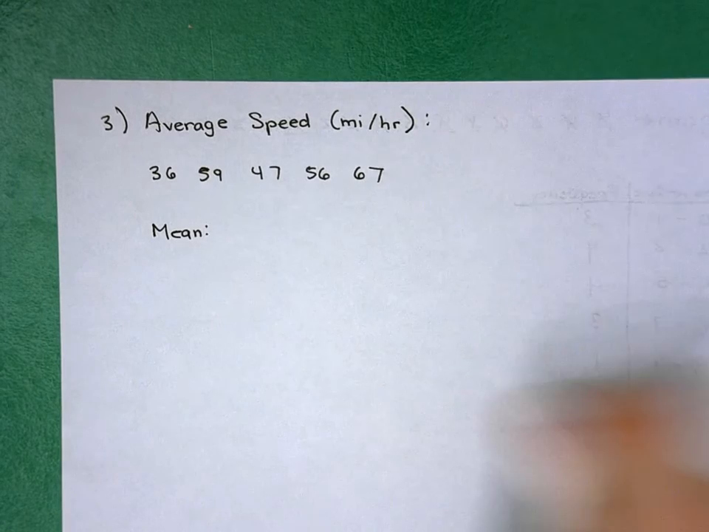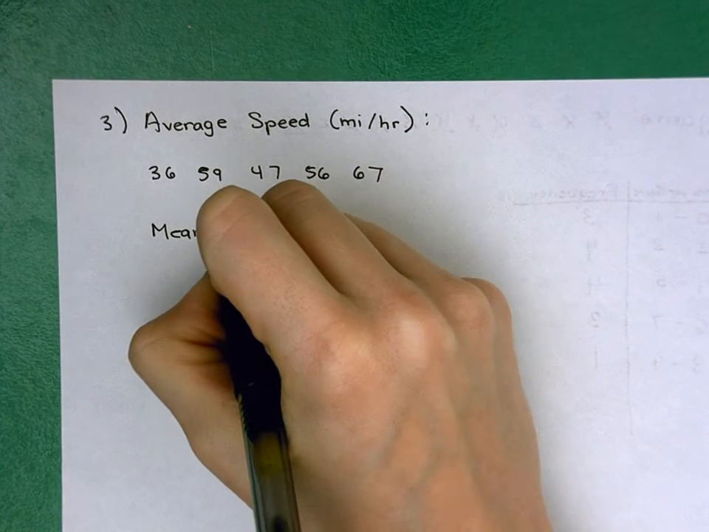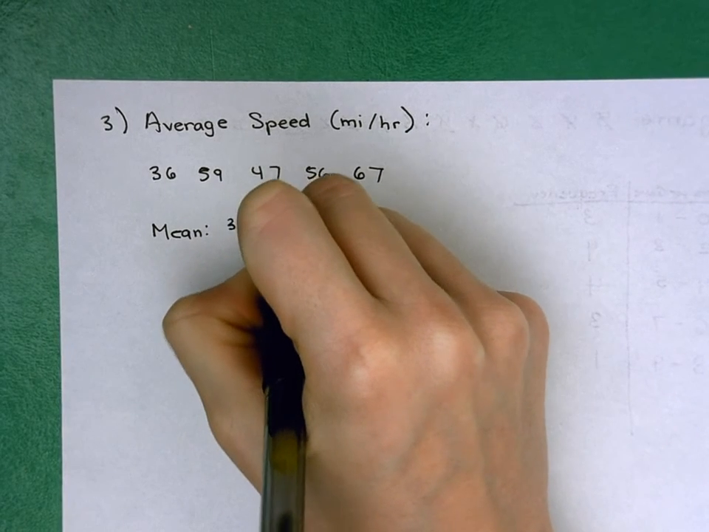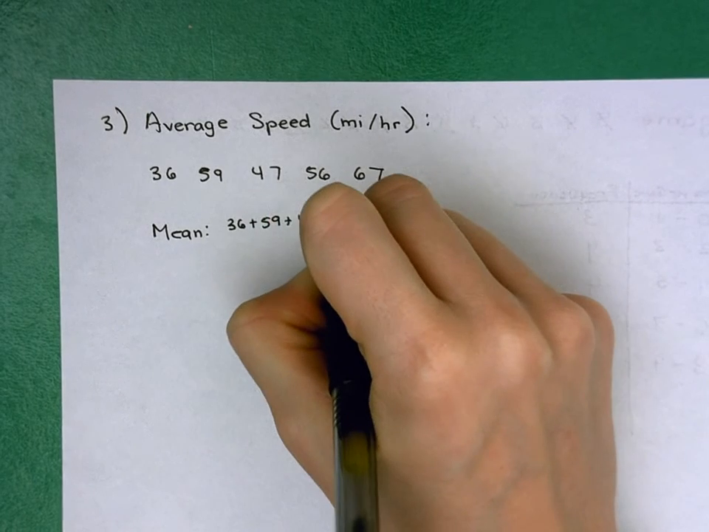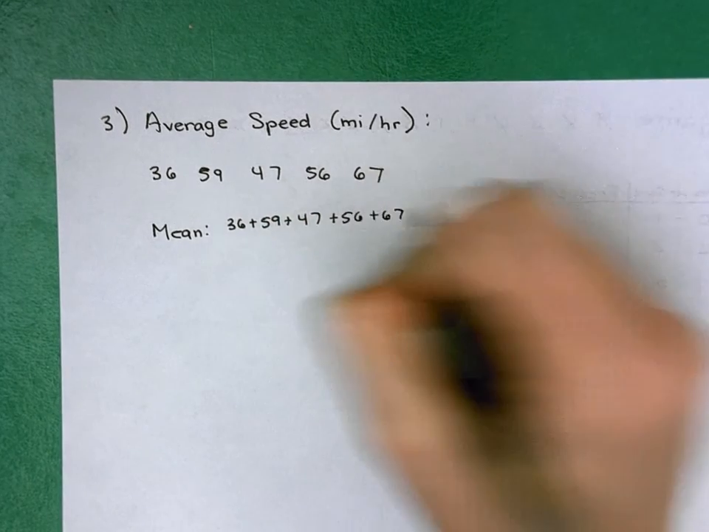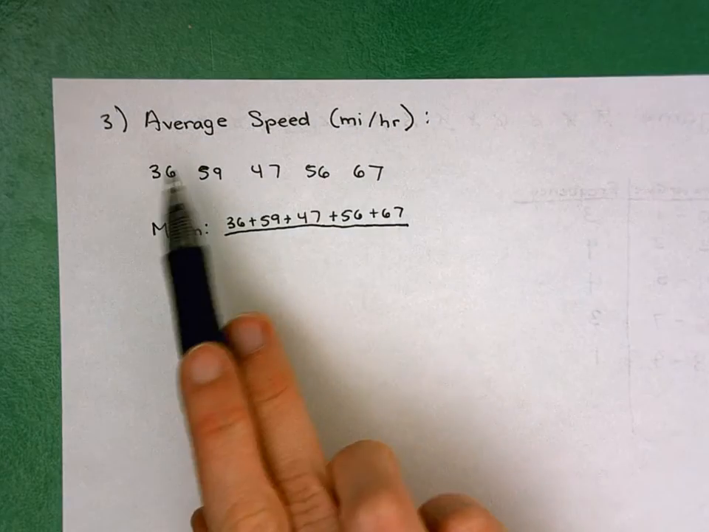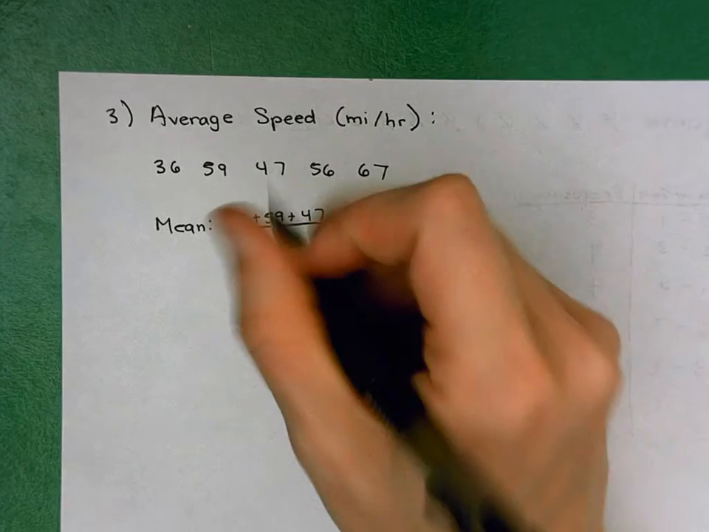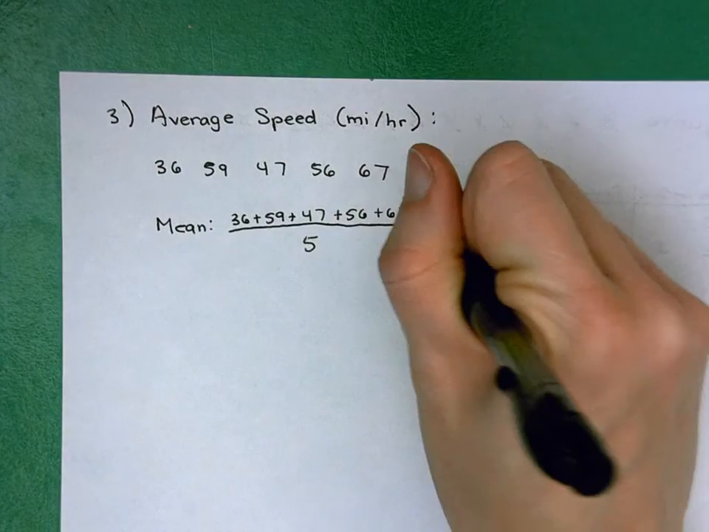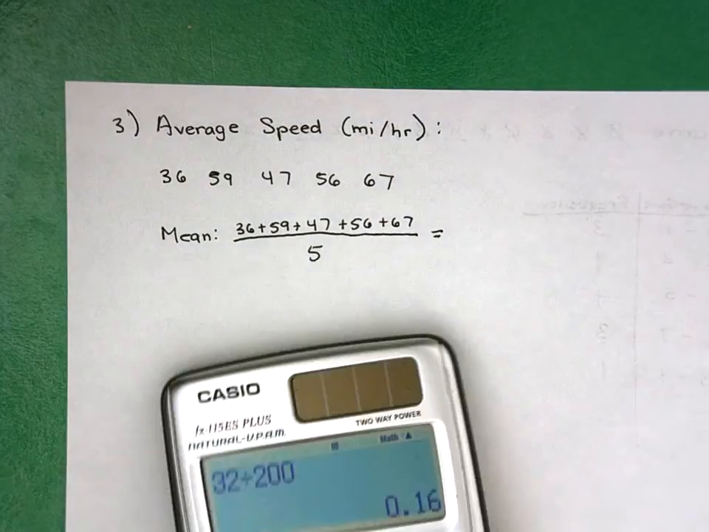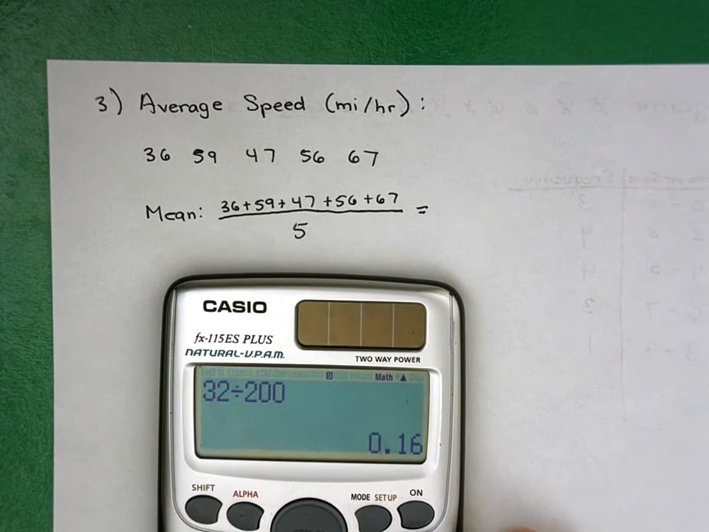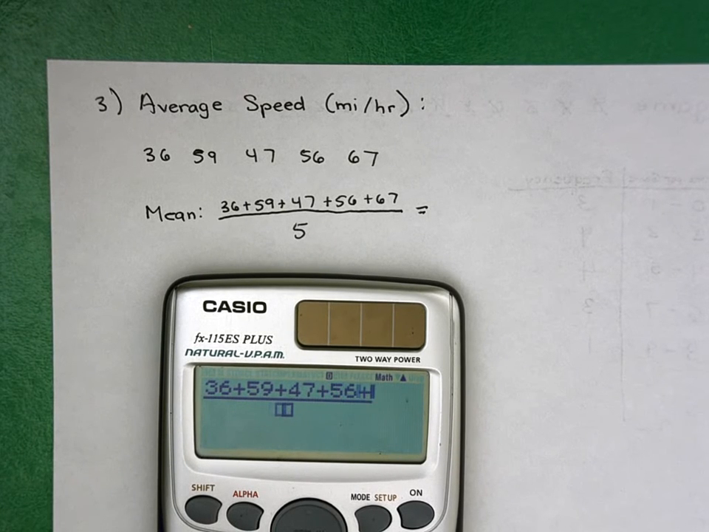Mean means that you add all of the values up, 36, 59, 47, 56, and 67, and you divide that by the number of data values you have. In this case, we have 1, 2, 3, 4, 5 data values, and so I'm going to be dividing that by 5. Okay, we've got our 36, 59, 47, 56, and 67 divided by our 5.